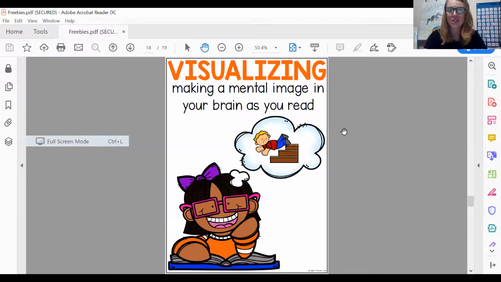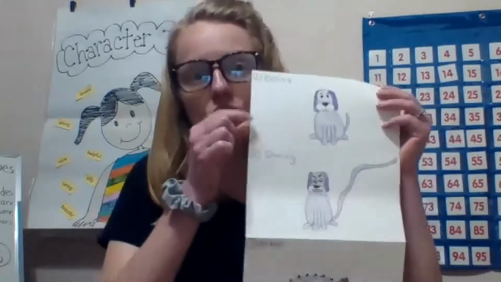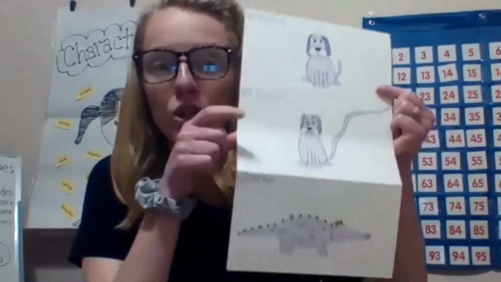Here's what I would like you to do. On Seesaw, I would love for you to show me your pictures that you drew of the purple dog or the purple crocodile. So I want you to show me your before picture, your during picture, that means you had some of the clues from the story, and your after picture when you are finished reading the story.